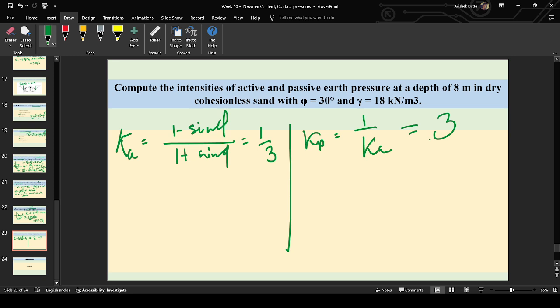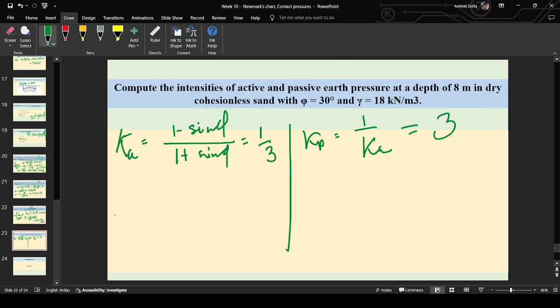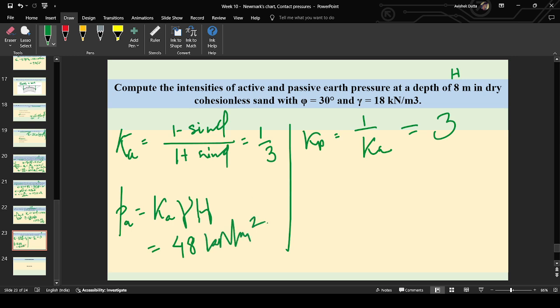Now I have asked you to find out the intensities of pressure, not the force. So that means in the distribution diagram only the base of this triangle will be the answer. So this intensity of active pressure will be Ka times the value of vertical stress. 1 by 3 into gamma 18 into the depth of 8. I believe it is 48 kilonewton per meter square, because it is pressure.